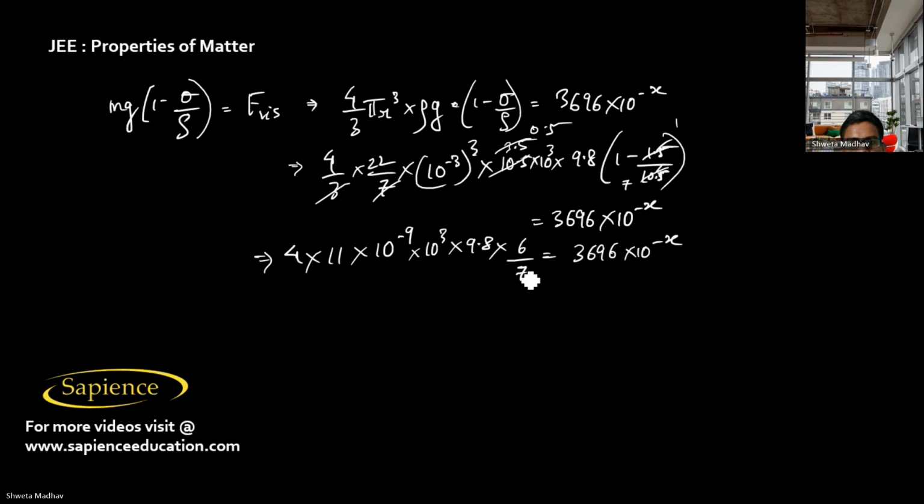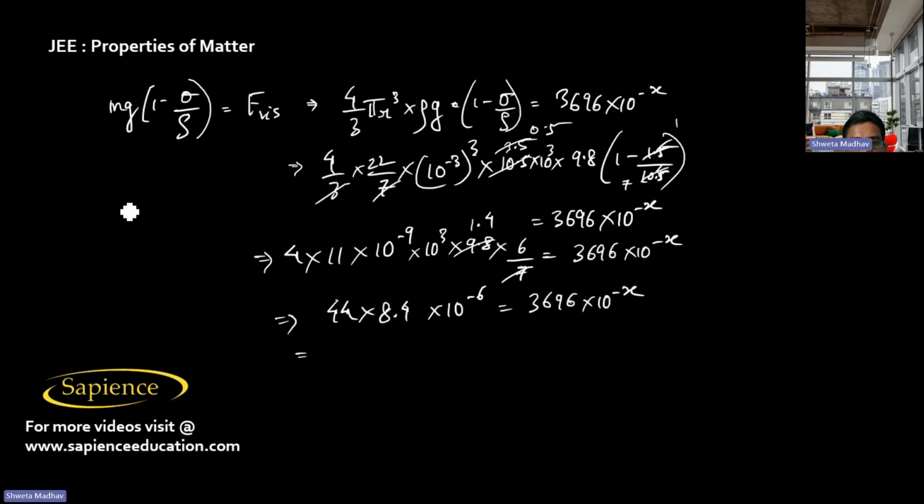Now 7 ones are 7, 7 fours are 28. Now this is 1.4 into 6 fours are 24. 6 into 44, 44 into 6 fours are 24. 684, 8.4 into 10 power minus 6. That is equal to 3696 into 10 power minus x.